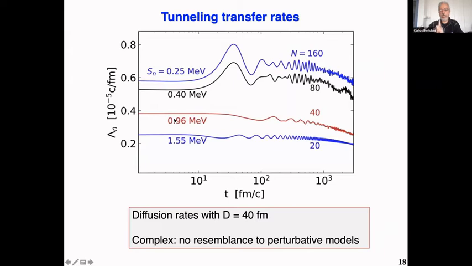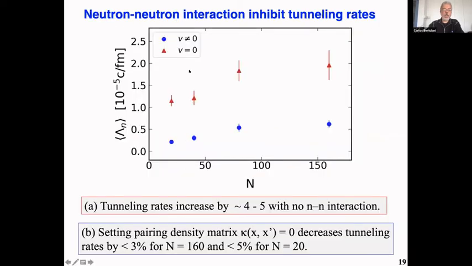And as expected, this will increase as the separation energy of the neutron decreases, and also with the number of particles, right? But it's far from trivial because there are interferences. This is a quantum mechanics problem, and so there is no resemblance to perturbative models. So if we switch off pairing, that's what happens. If we switch off the neutron-neutron interaction, this is what happens.